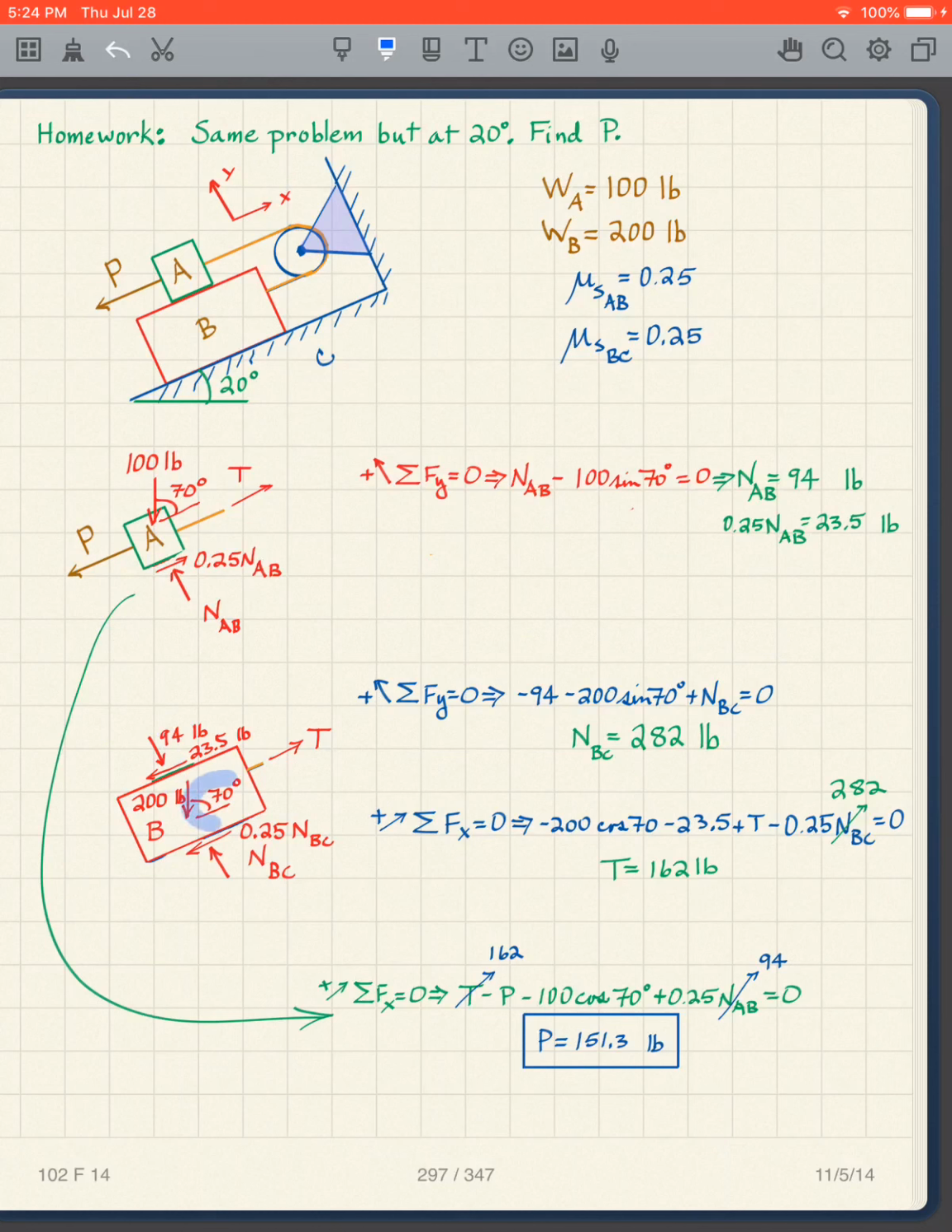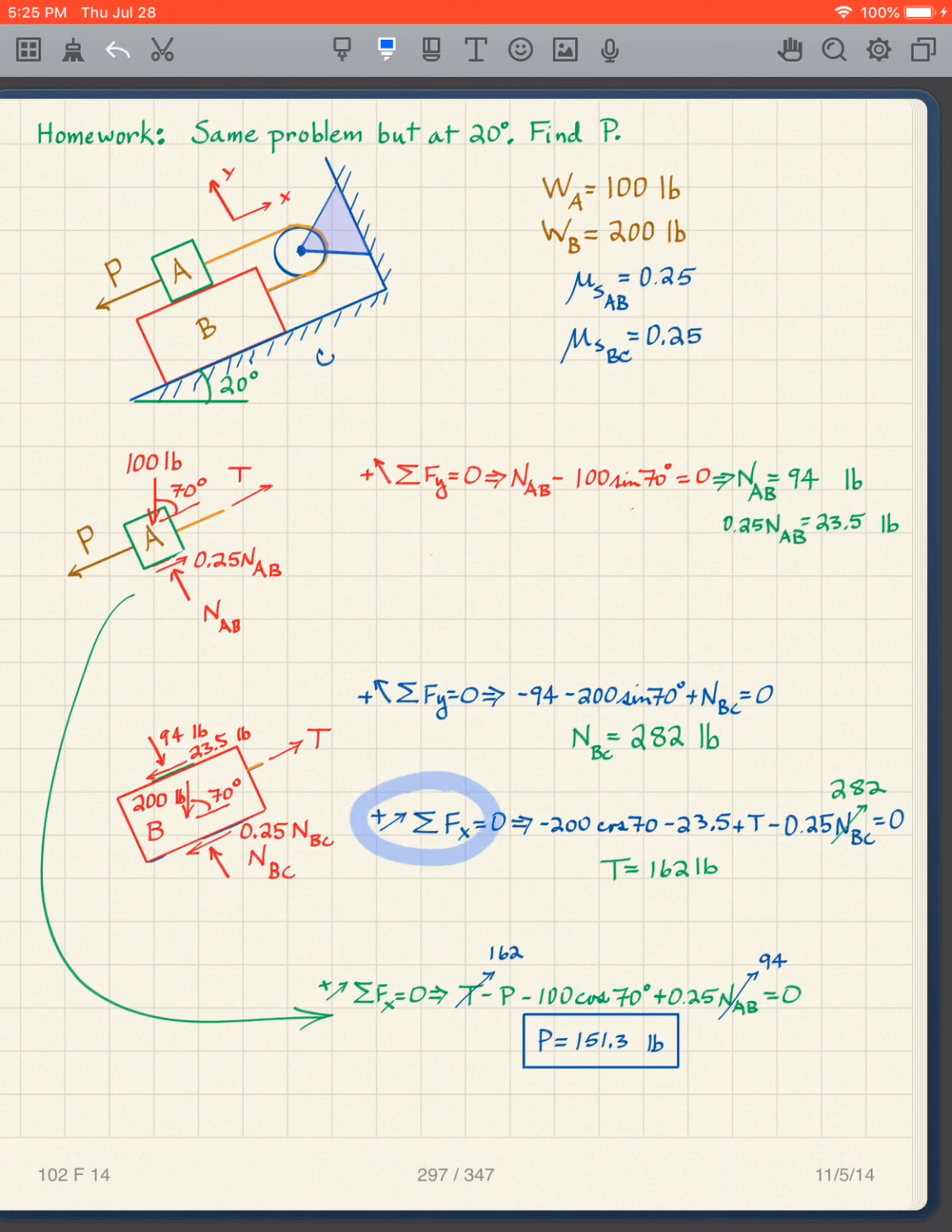And again, this is 90 minus 20 degrees. So what do I have? I've got 1, 2, and a component of this one in the y direction. So I have 3 terms. 1, 2, 3. And so I have my minus 94 because it's going downward. This is going downward, so it's minus 200 sine of the angle. This is going upward, so it's plus NBC. I solve for NBC, 282 pounds.